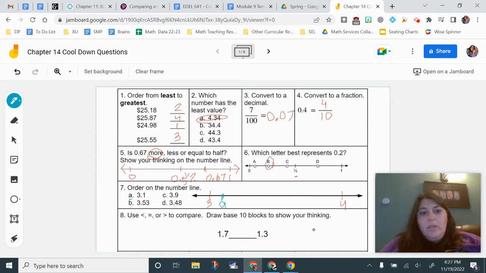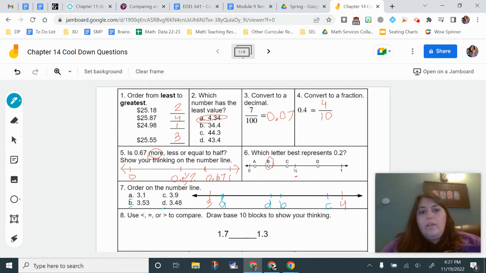And then I'm looking at B and D, which are really close to halfway. So D, 3 and 48/100ths, is a little bit less than half. And then B is a little bit more than half, 3 and 53/100ths. And then when I look at point C, pretty close to 4. So something like that. Alrighty.